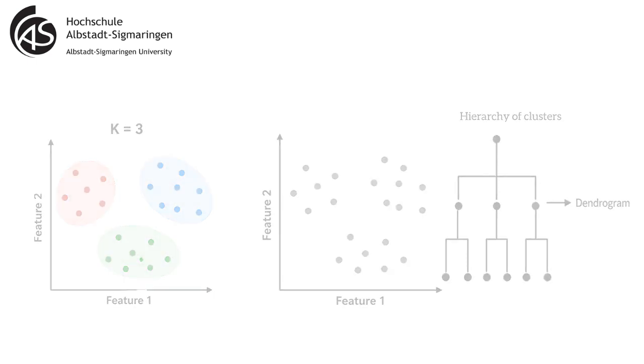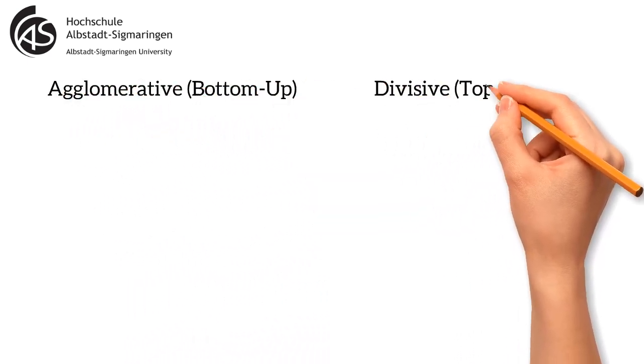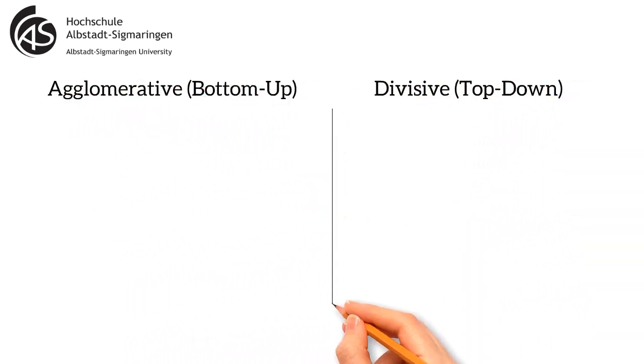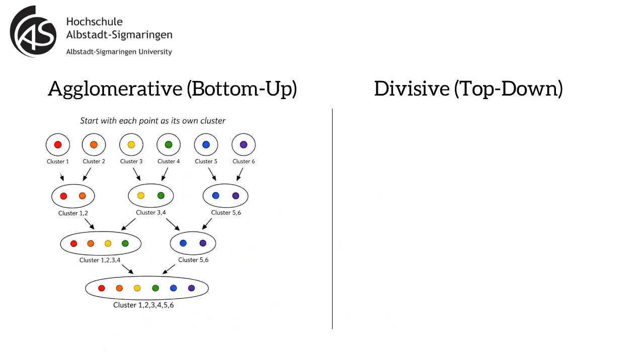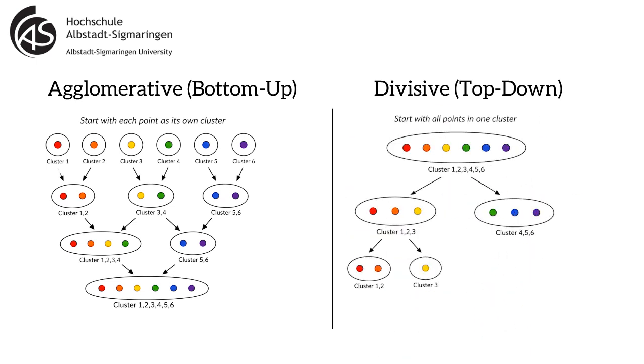There are 2 main flavors of hierarchical clustering, agglomerative and divisive. Agglomerative is a bottom-up approach. We start with every point as its own tiny cluster, and then we repeatedly merge the 2 closest clusters until everything is joined. Divisive is the opposite, a top-down approach. We start with all points in one big cluster and then we repeatedly split clusters into smaller ones. In practice, agglomerative clustering is much more common, and that is what we will focus on in this tutorial.